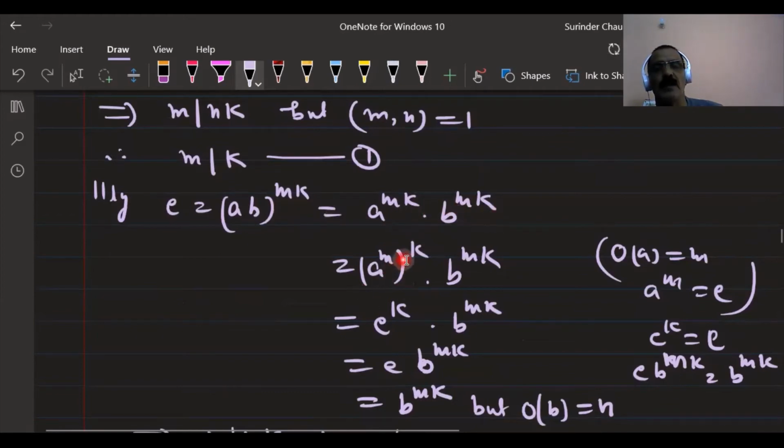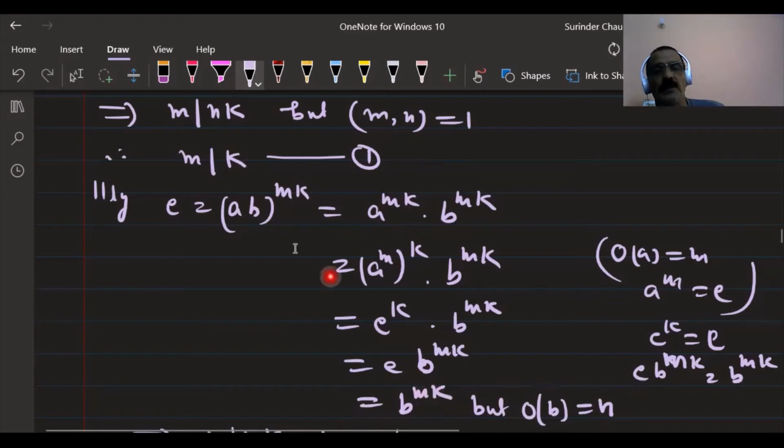A^mk can be written as (A^m)^k. The order of A is m, so A^m is e, and e^k is equal to e. So this is equal to e times B^mk, which is B^mk. The order of B is n.